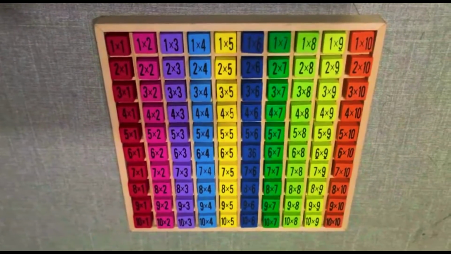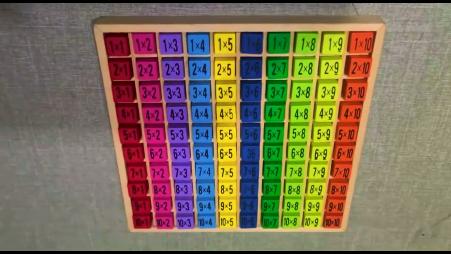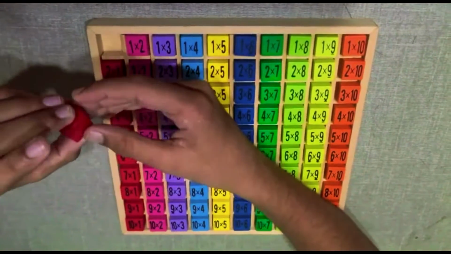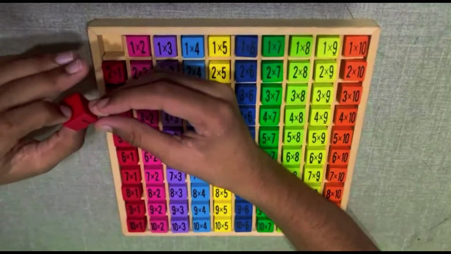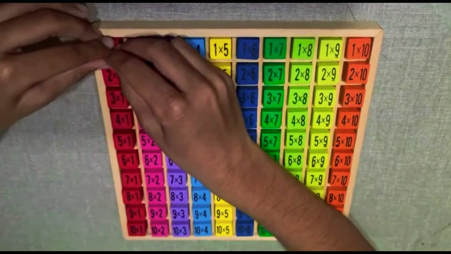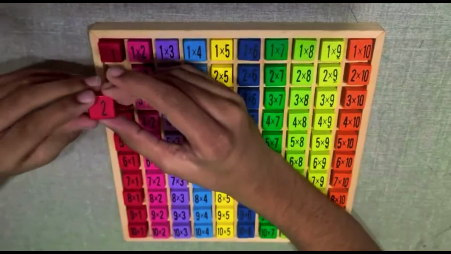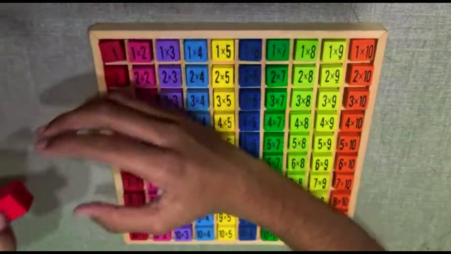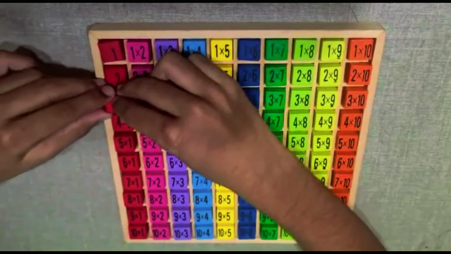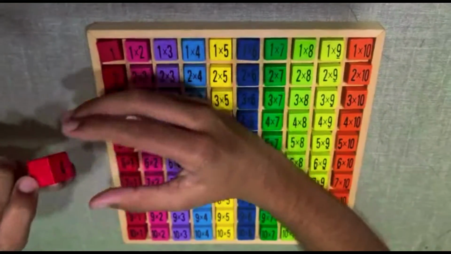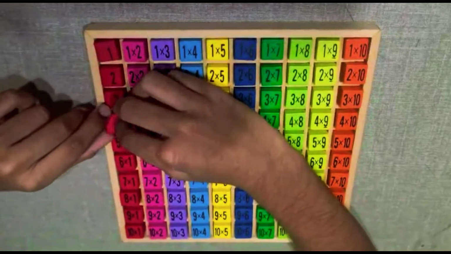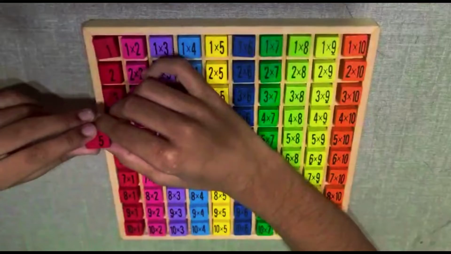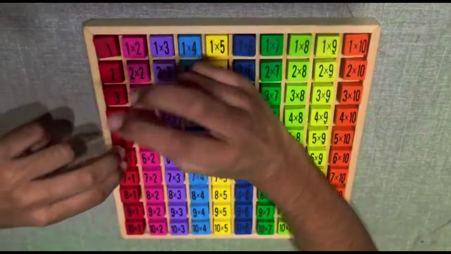Today we are going to learn multiplication tables. The first table is 1 into 1 equals 1. 2 into 1 equals 2. 3 into 1 equals 3. 4 into 1 equals 4. 5 into 1 equals 5.